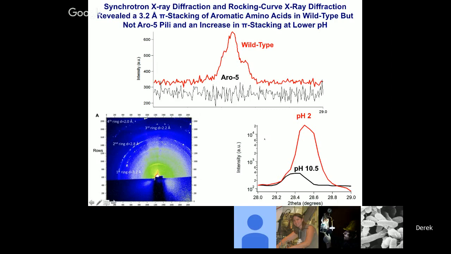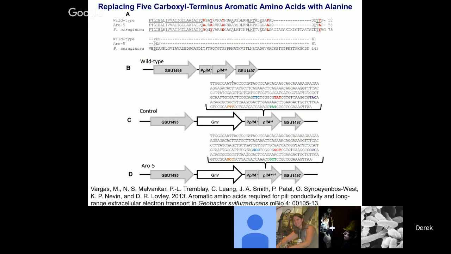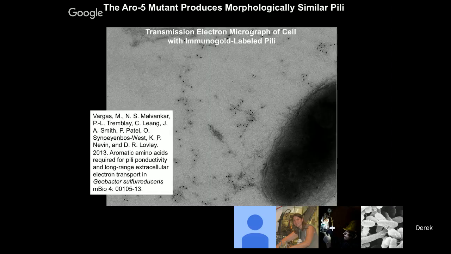Another important observation is this lack of pi-pi stacking in pili from a strain known as Aro5. And this is a strain that we genetically engineered to produce pili that are not electrically conductive. And the way we generated this was by swapping in an alanine for the 5 aromatic amino acids at the carboxyl end of that pilin monomer for the pili. And we were really lucky.